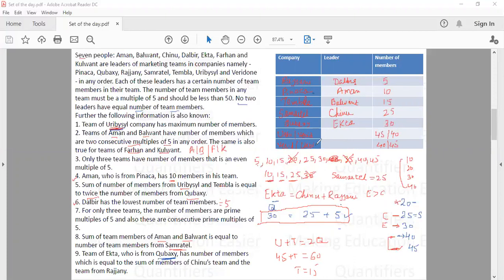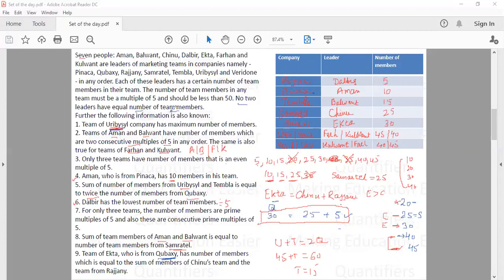So this is the complete arrangement with us. And also we do not know about Farhan and Kulwant. So it is possible that if Farhan works in this company, then Kulwant works in the last one, and if Kulwant is here, then in that case Farhan will be here. So this is the complete arrangement with us.